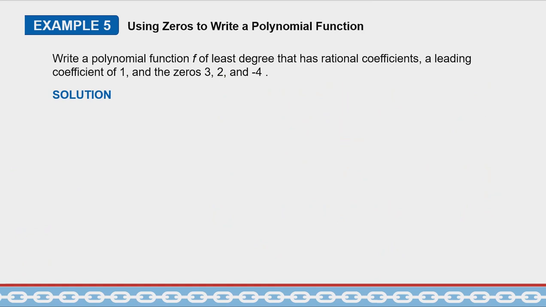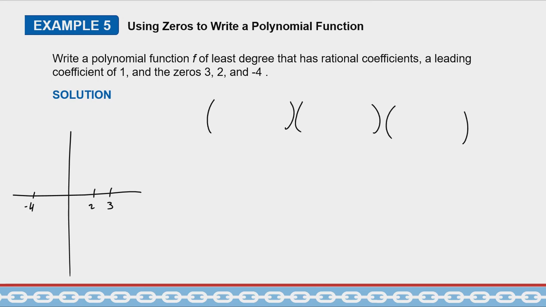For example 5, write a polynomial function f of least degree that has rational coefficients and a leading coefficient of 1 and zeros at 3, 2, and negative 4. So let's just think about this a little bit. We're going to have solutions at negative 4, 2, and 3. Those are where my solutions are. My solutions are the opposite of the constants in the factors. So this is going to be a negative 3, a negative 2, and a positive 4.